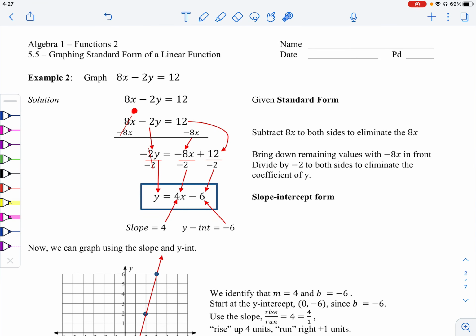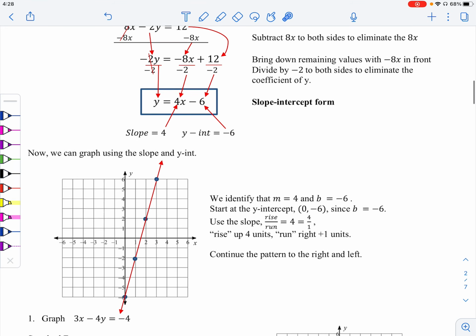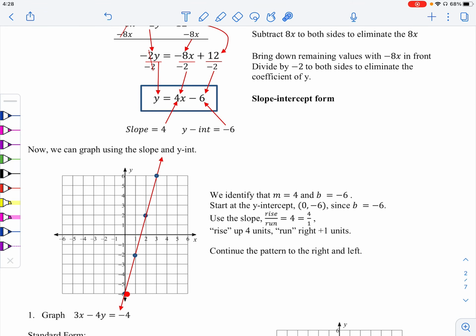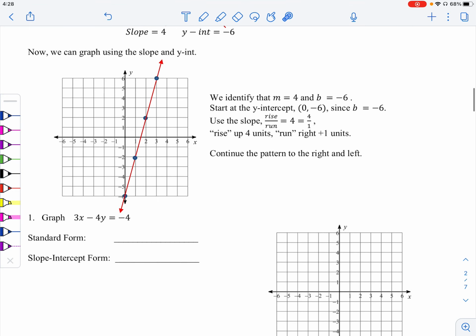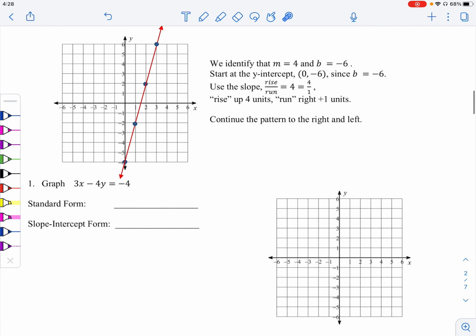Like this one here, whatever is here, subtract it, our x value. So subtract 8x to both sides. So we have negative 8x, positive 12. Detach our negative 2, we'll divide by negative 2, and we get our slope-intercept form. Our slope is 4, y-intercept is negative 6. We start at negative 6 on our graph. Use your slope, up 4, right 1, up 4, right 1, up 4, right 1. And then we graph it. So that's all there is to it.